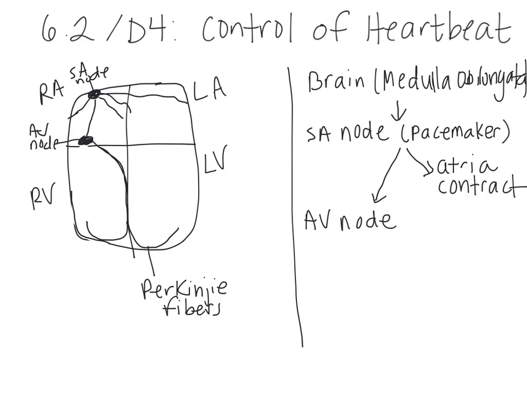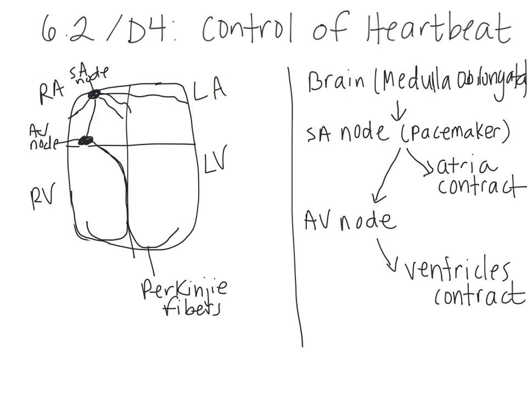When the AV node fires, it's going to cause a ventricular contraction. So the ventricles contract. And again, if you are studying option D, you need to know the names of those fibers.